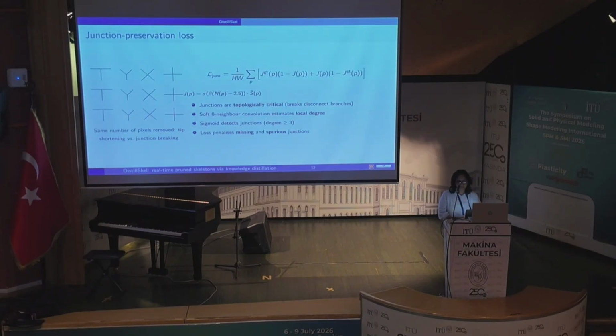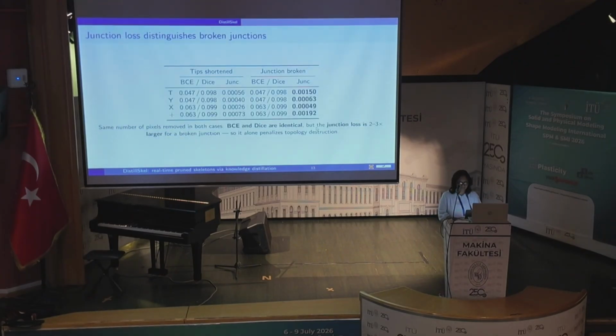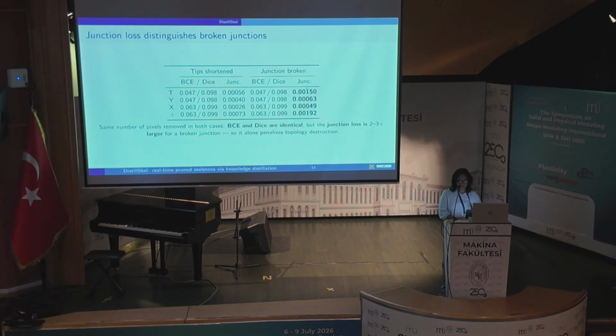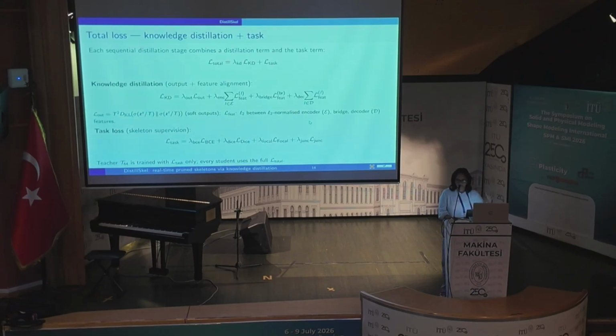So we propose this loss, which is able to detect missing branches and spurious branches. You can see this. The same tips, when shortened, the binary cross entropy loss or the dice loss is not able to capture in the loss, while the junction loss is able to capture that. So this is the entire loss on which we train the network.